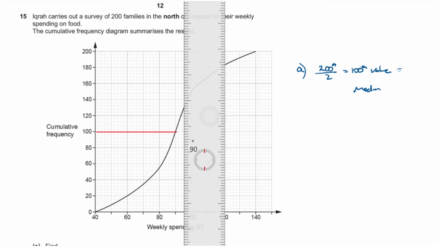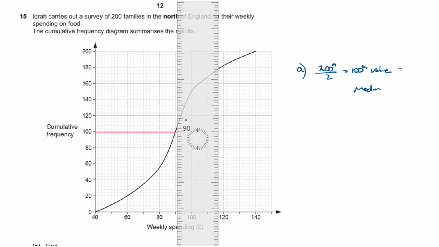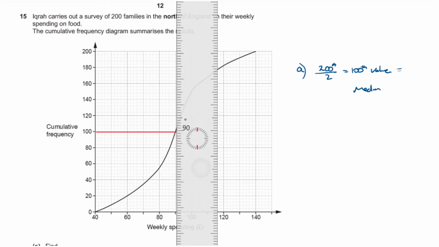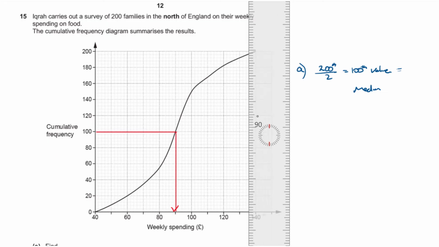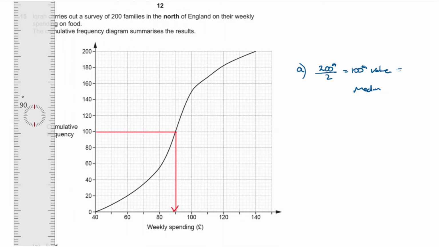Oh, come on ruler, do 90. There we go. Okay, that's a nice number. It's just landing on 85, I think. No, it isn't. It's 90, sorry. So halfway between 80 and 100, isn't it? So it's 90. So the median is 90 pounds. Okay, so that's 90 pounds.